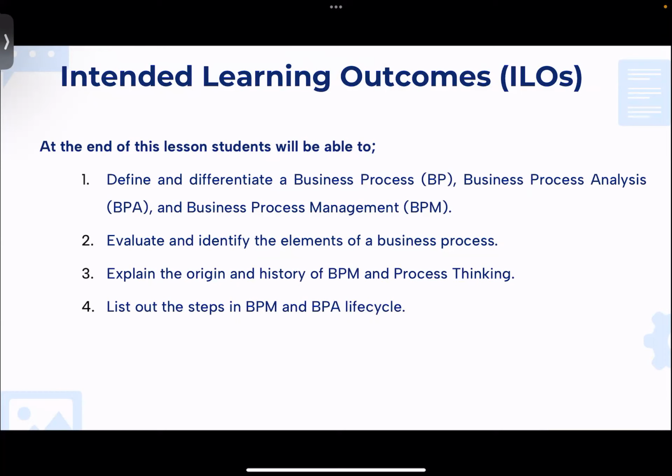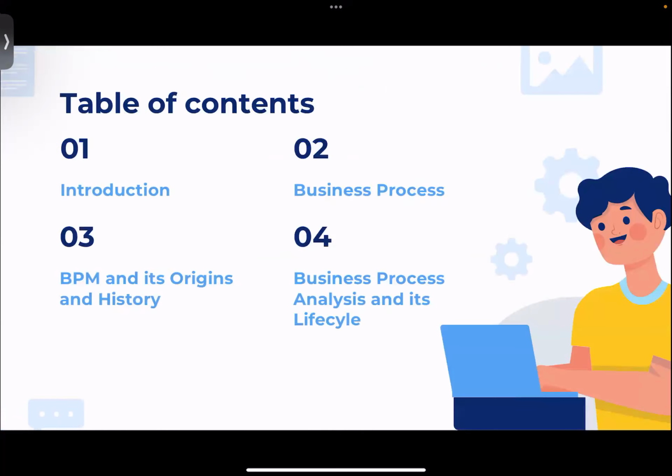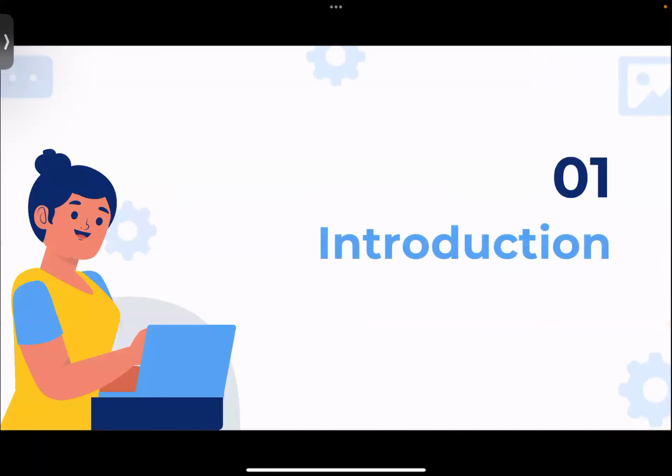Okay, so moving forward. For the purpose of delivering the lecture, I have divided the lecture into mainly 4 parts. Initially we will go through a small introduction, and then we will discuss what is a business process. Within the introduction, we will discuss what a process actually is. In the third part, we will discuss what BPM is and its origins and history. Finally, we will discuss business process analysis and its life cycle. These are the 4 things that we have to cover today. So we'll start with the introduction.